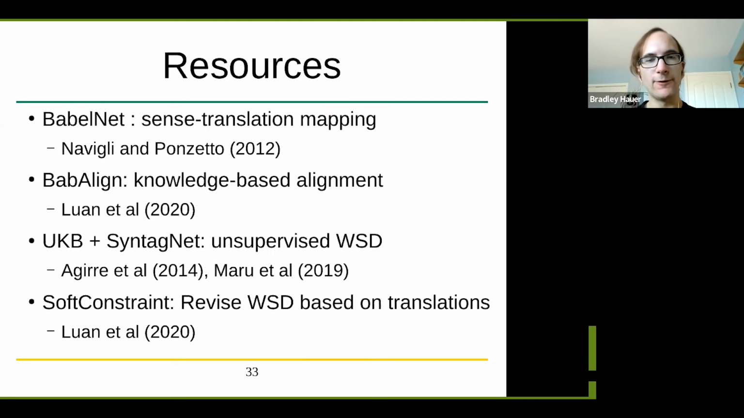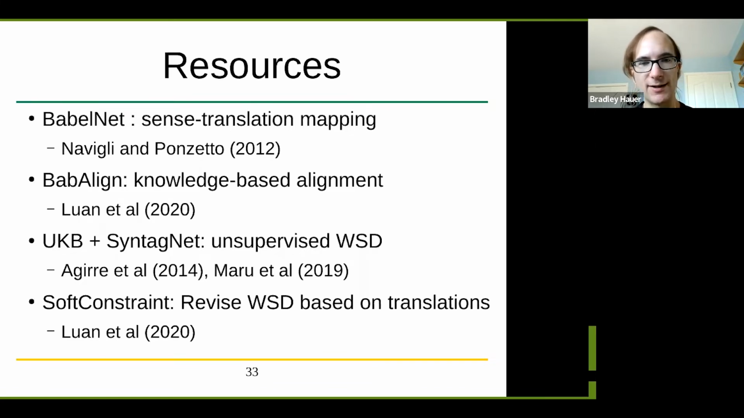I'll do a brief overview of some of the resources. BabelNet, I've already introduced, and we're going to be talking about that as a method of sense translation mapping. So given the translation of a word, what are the possible senses that it could be translating? We're going to be using Babelign to align words within sentences, allowing us to identify the translation of a particular word. And that's based on work that was published 2 years ago. Actually, this came from our group. Issei Luan, the first author, is a former master's student within our research group.